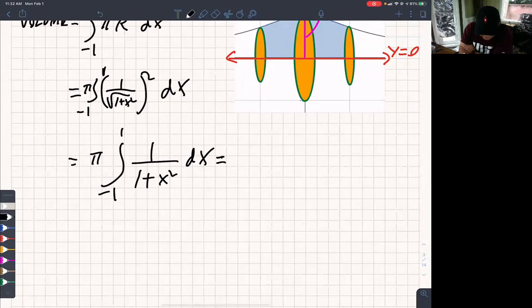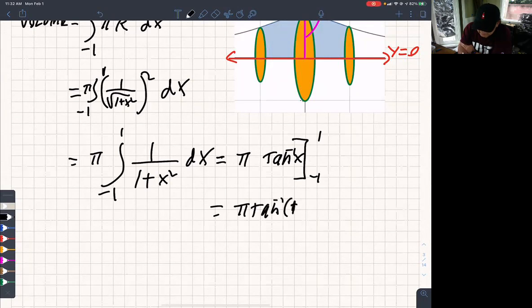Now, at this point, you just throw that in your calculator because I told you that you can use your calculator. But if you chose not to, you'd have to remember that the antiderivative of this is arctan. You'd have to remember that, and you should know that. So we will have pi arctan of 1 minus pi arctan of -1.